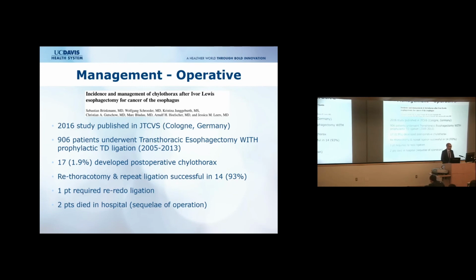So in this 2016 study that was published out of Cologne, Germany, 906 patients between the years of 2005 and 2013 underwent transthoracic esophagectomy with prophylactic thoracic duct ligation. And 17 of those, which is about 2%, developed postoperative chylothorax despite the prophylactic thoracic duct ligation. Rethoracotomy and repeat ligation was successful in 14, which was 93% of those patients. One had to have a second redo ligation, and then 2 patients unfortunately died in the hospital due to the complication of chylothorax, most likely, and multi-organ dysfunction.